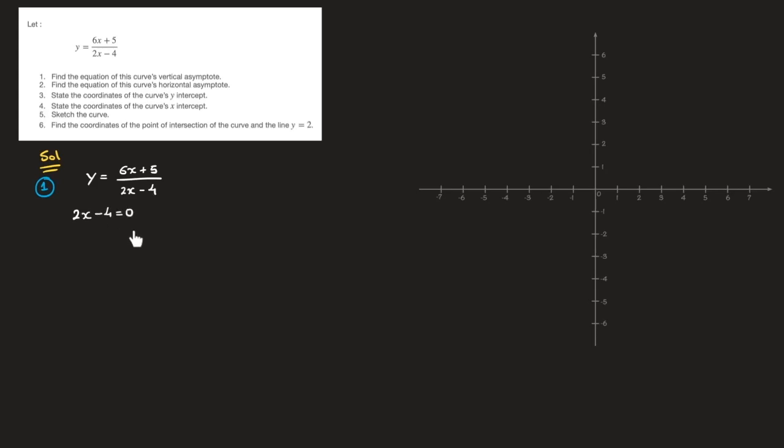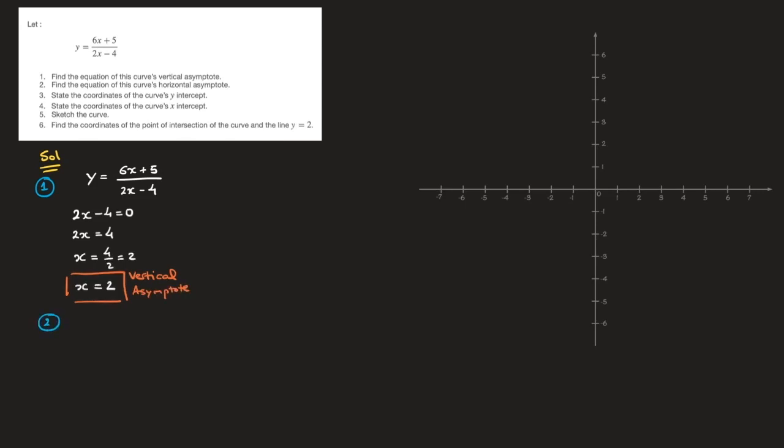We now solve this equation, and for that I start by getting rid of this 4 on the left-hand side. So that would be 2x equals 4. And finally, I divide both sides of this equation by 2. So that's x equals 4 over 2, which is equal to 2. And so the vertical asymptote's equation is x equals 2. Done. And I'll go ahead and write vertical asymptote.